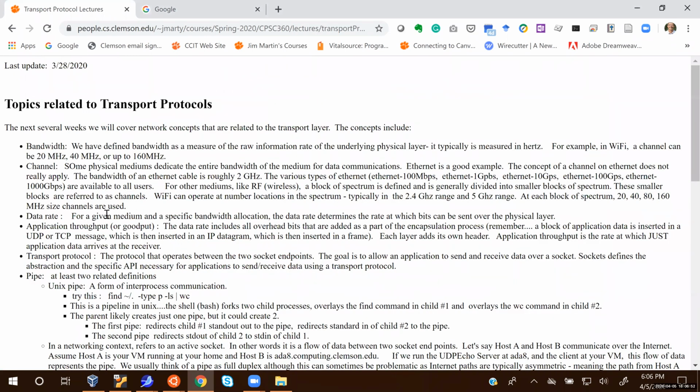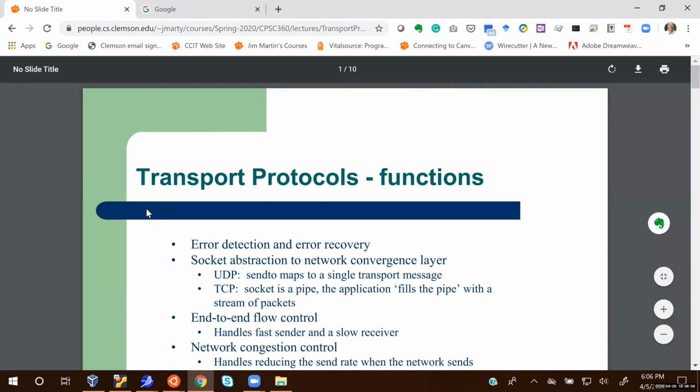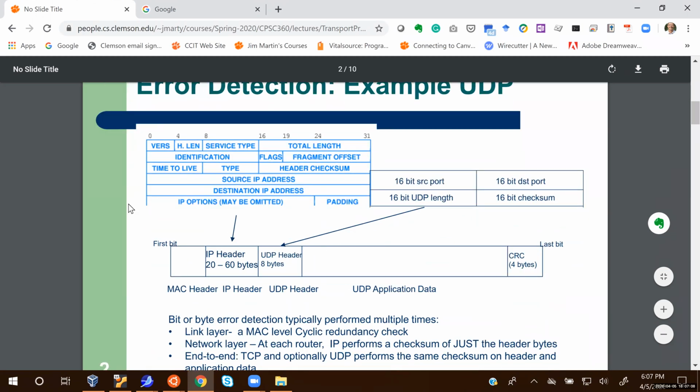So we started, jumped right into transport protocols, and the two main topics, error detection, error recovery. So we're starting with error detection.